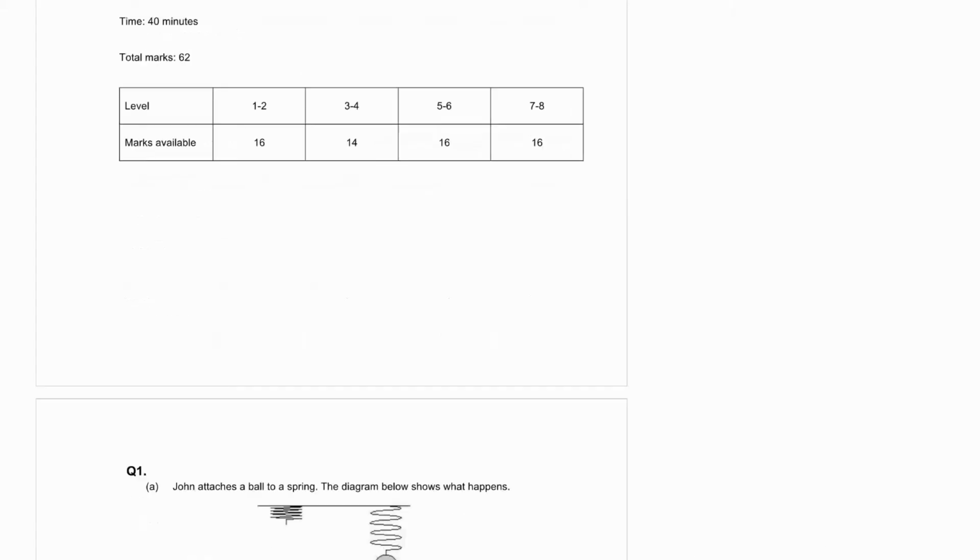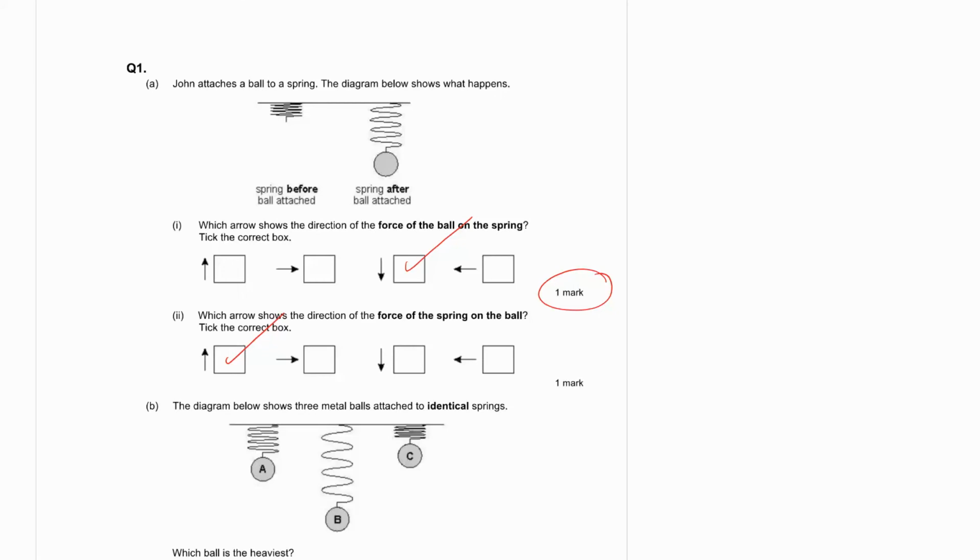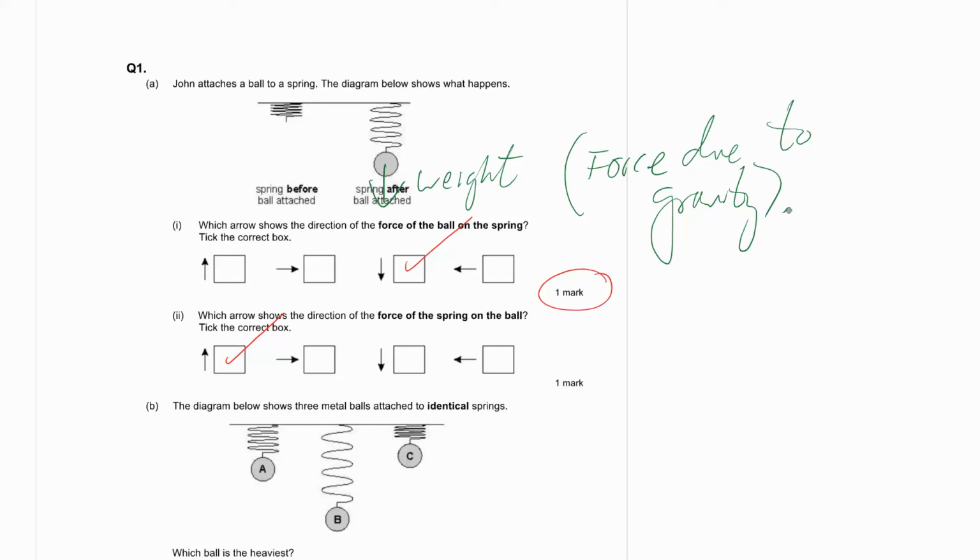Hello, MYP1. So, your forces test, just to quickly go through it. In question one, you've got a spring and a ball with the ball attached to the spring hanging off a ceiling. So there is, of course, going to be a force pulling down, which is the weight, a force due to gravity. It asks which arrow shows the direction of the force of the ball. So you should have ticked the downwards one.